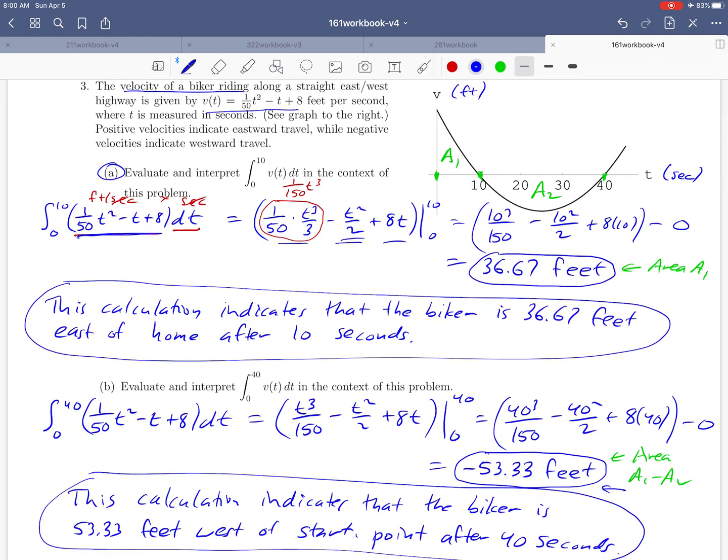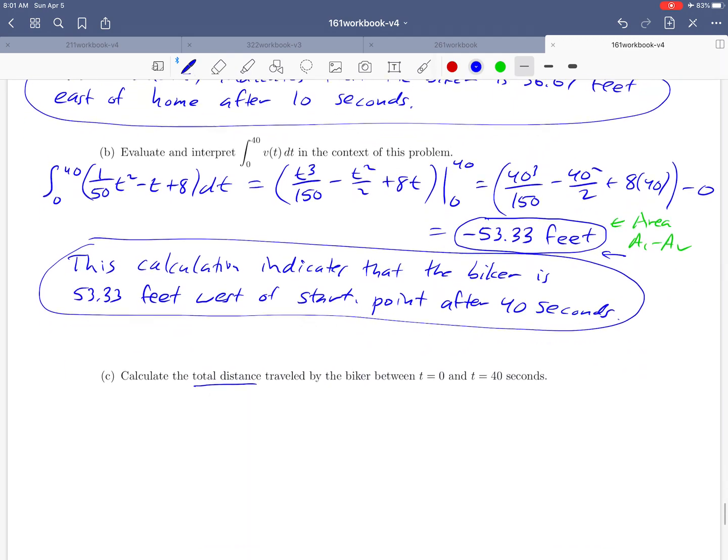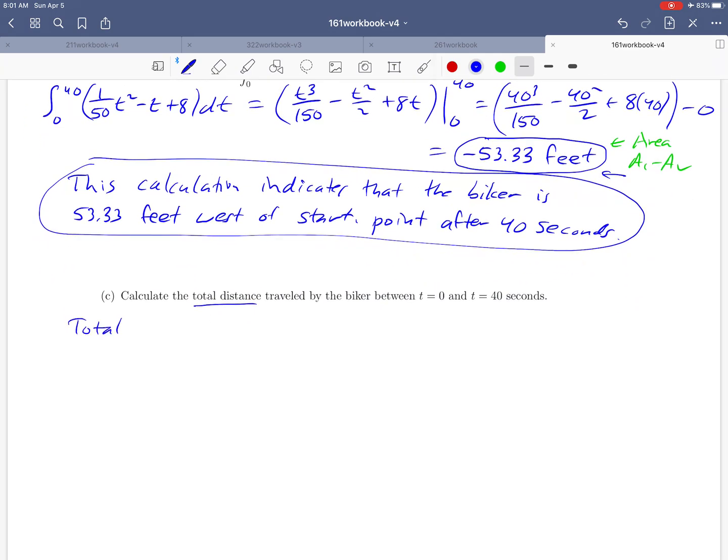What we really want to do to get the total distance traveled is to think of it in two parts. There's a portion of this time interval where the biker is moving to the east, that's this A1. And there's a portion where the biker is moving to the west, that's A2. And instead of subtracting those two numbers, like the answer to part B did, we just want to add them. So we'll break that calculation into two parts and say that the total distance, graphically, is A1 plus A2, which in words would just be the distance traveled east plus the distance traveled west.